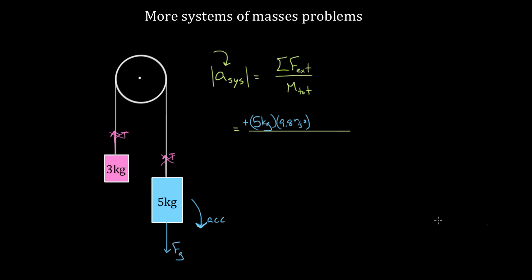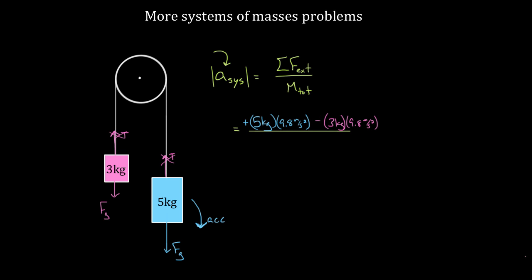We have to figure out what other forces would try to make this system go or prevent it from moving. Another force that tries to prevent it from moving is the force of gravity on the 3 kilogram mass. How big is that? That's 3 kilograms times 9.8 meters per second squared. And that's trying to prevent the system from moving. This 5 kilogram mass is accelerating downward, and this force is in the opposite direction of motion.